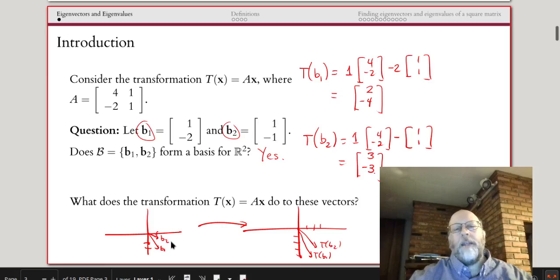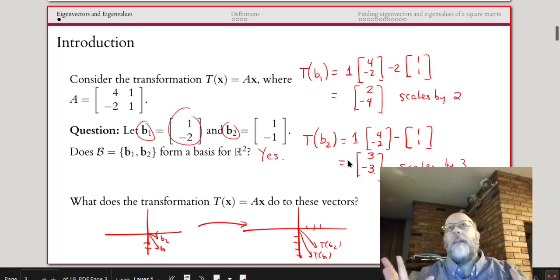And one of the things we notice immediately is this is easier to describe because the vectors are not being rotated. B1 scales by a factor of 2, went from 1, -2 to 2, -4, and B2 scales by 3. 1, -1 goes to 3, -3. And so now in this alternate basis, this transformation is just a scaling operation and not some combination of scaling and rotating. It's simpler to describe in this alternate basis.